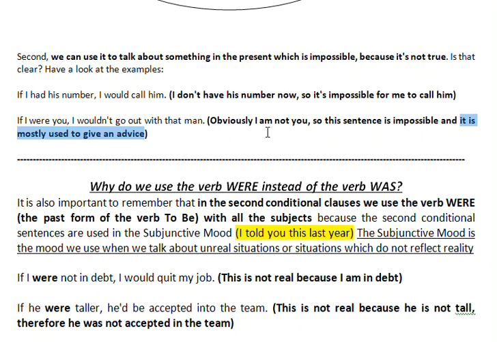¿Ok? Let's continue. Why do we use the verb were instead of the verb was? Again, we're gonna go back to that topic. ¿Por qué utilizamos el verbo were en vez de utilizar el verbo was con alguno de los sujetos que ustedes sabían en pasado simple que podían usar el verbo was? ¿Ok?